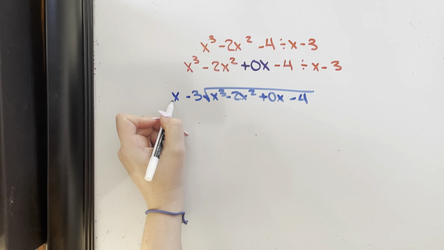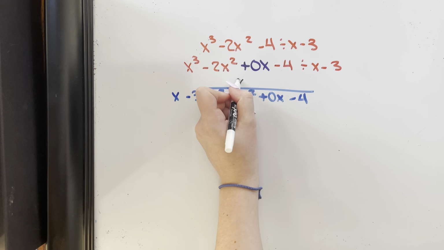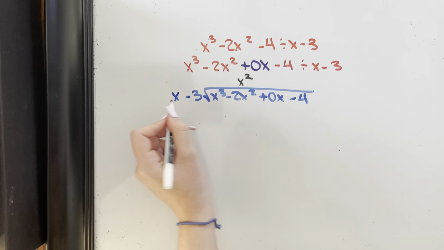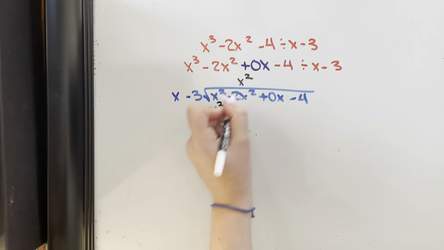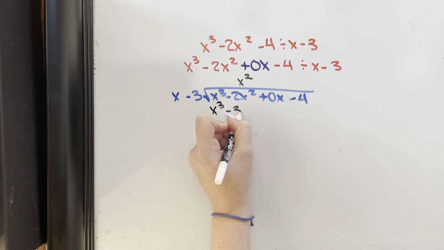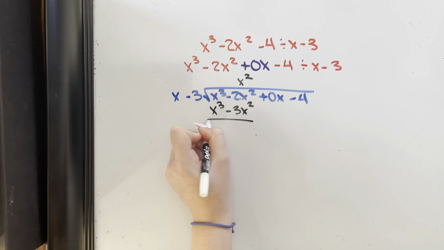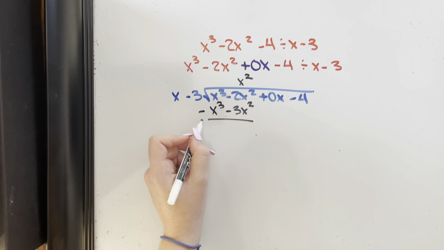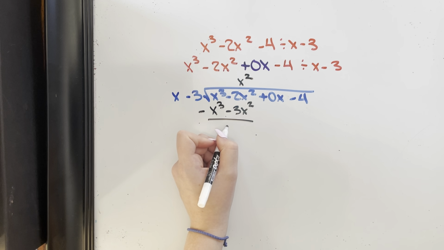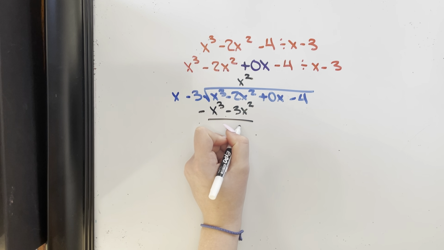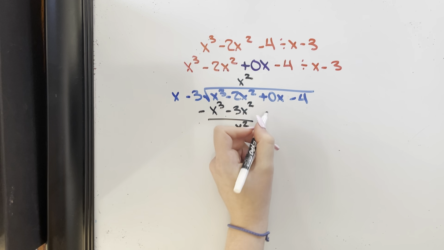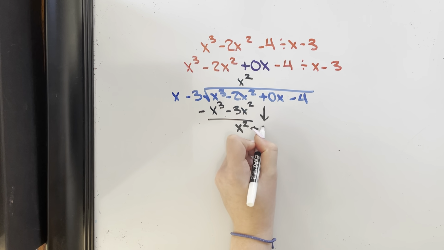So using this term, how many times can x go into x cubed? X squared, then multiply. That gives you negative 3x squared. And now we're going to subtract. That's 0. Negative 2 minus negative 3 gives us positive 1. And now we're going to bring down the next term.